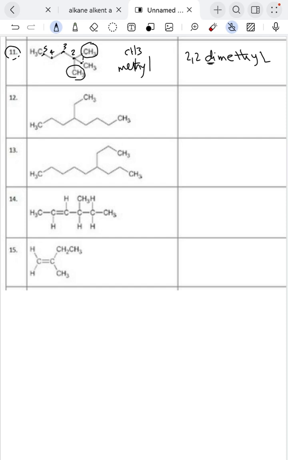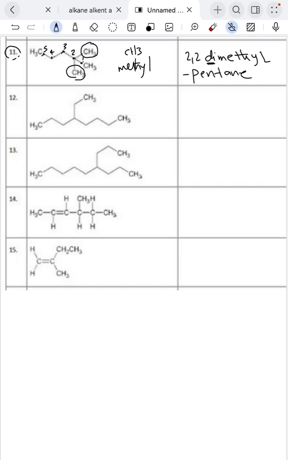If they are the same, we have to count them, and we can mention di, tri, tetra according to the number. Here we have 2 methyls, so we put di. So now we put 2,2-dimethyl, and now we count the longest carbon chain. It's 1, 2, 3, 4, 5. We said 5 carbons means pentane, so we can write pentane. So this compound name is 2,2-dimethyl pentane.